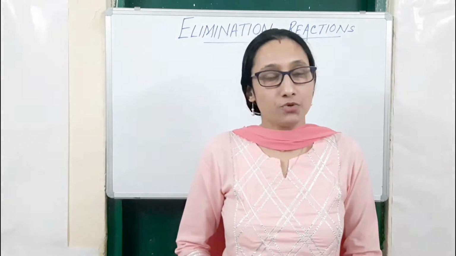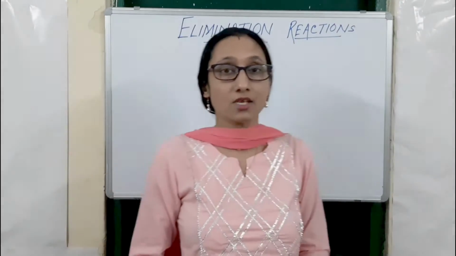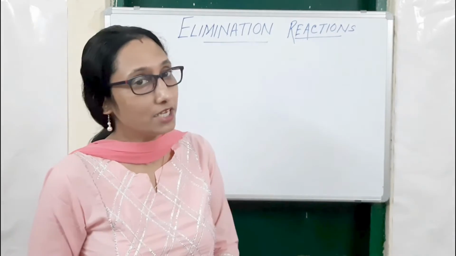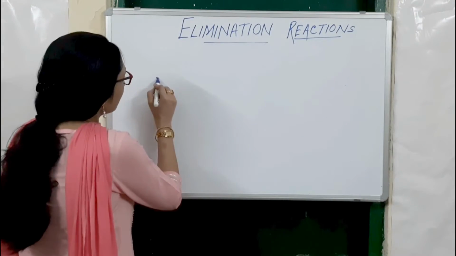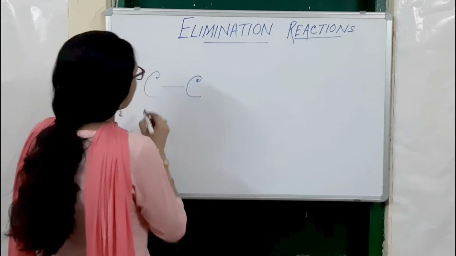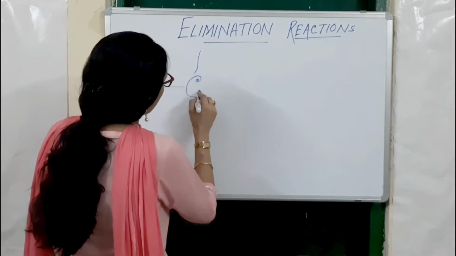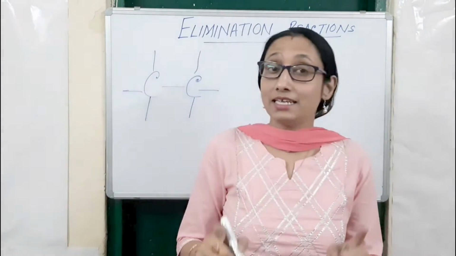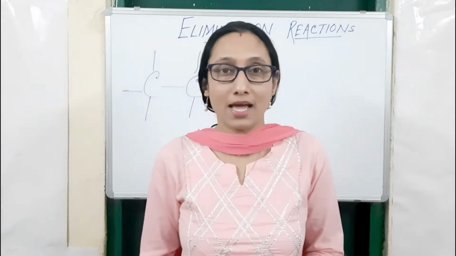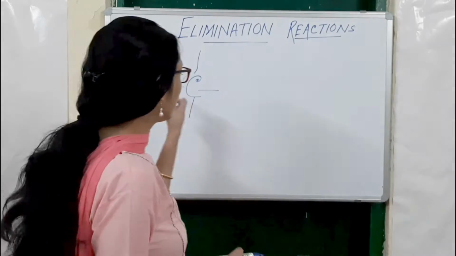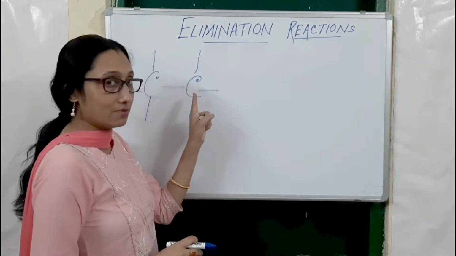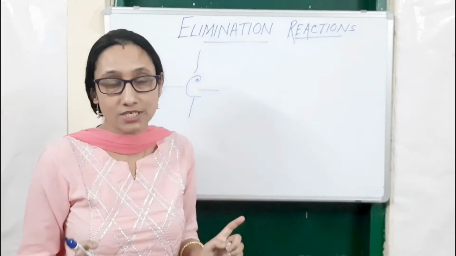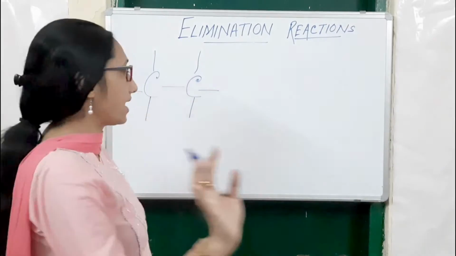Today we will continue with the elimination reactions of alkyl halides. So first let us understand what is an elimination reaction. Now when a nucleophile and an electrophile, generally H+, are removed from two adjacent carbon atoms leading to the formation of a pi bond, then the reaction is known as an elimination reaction.